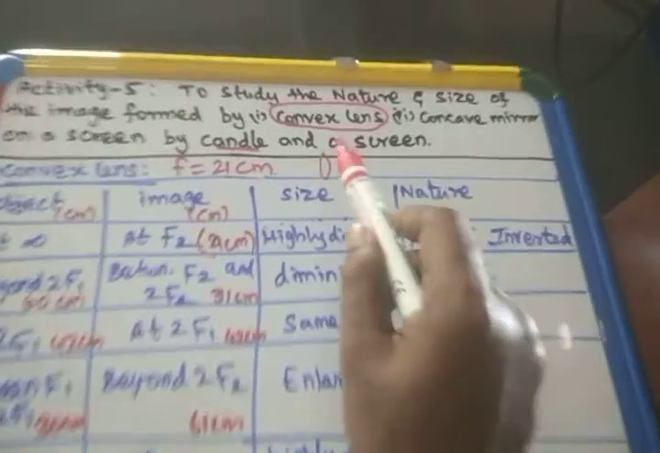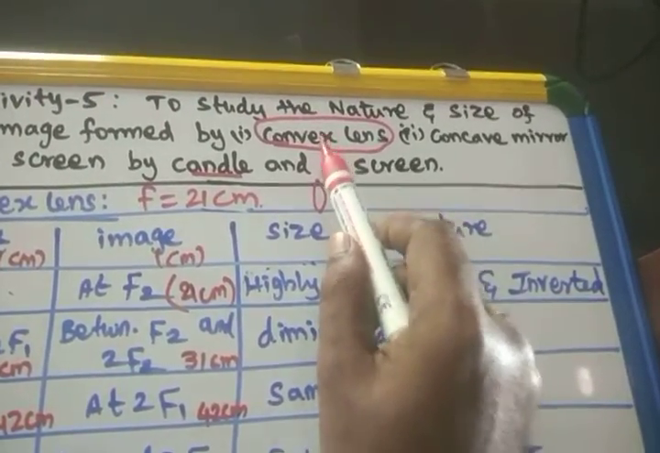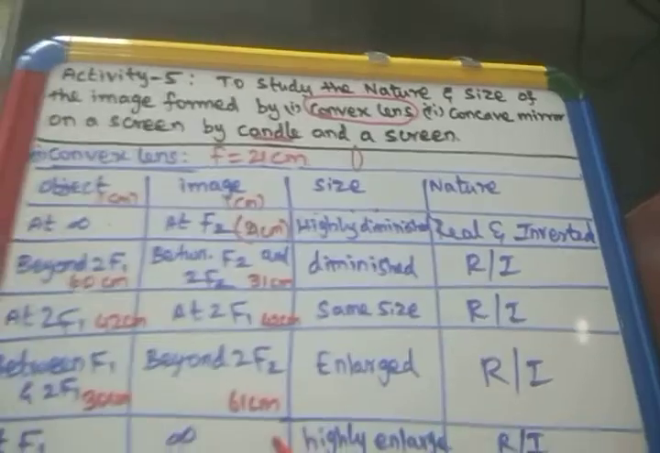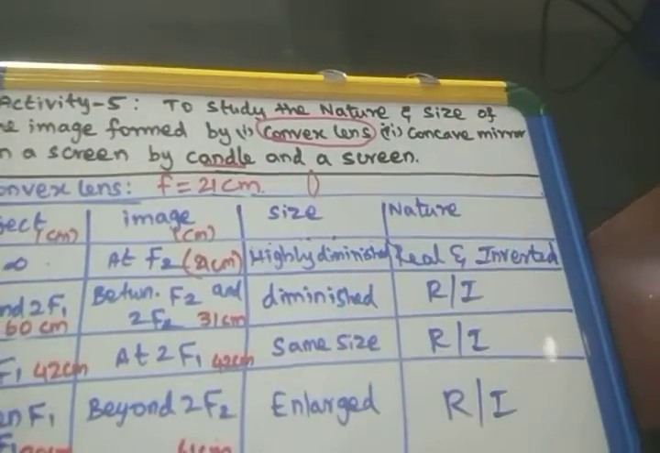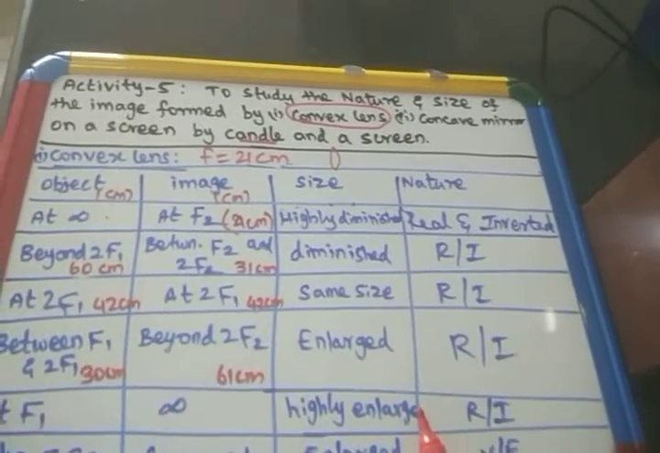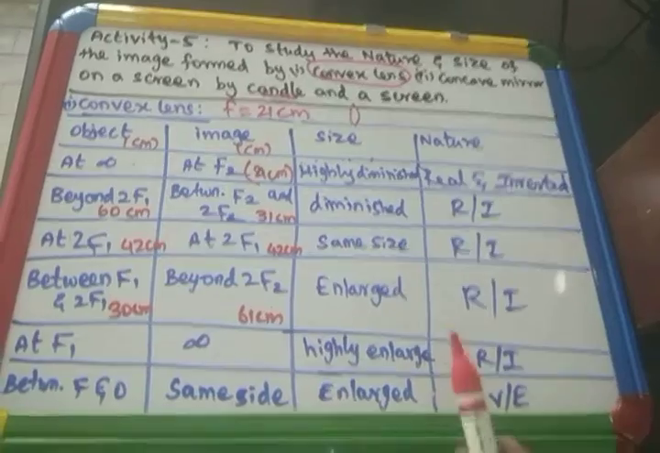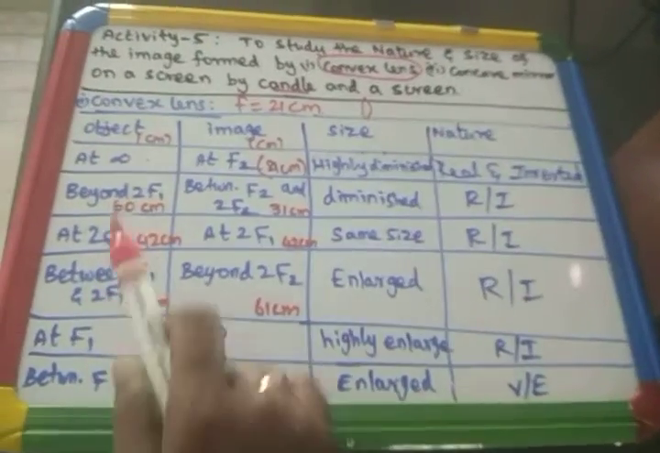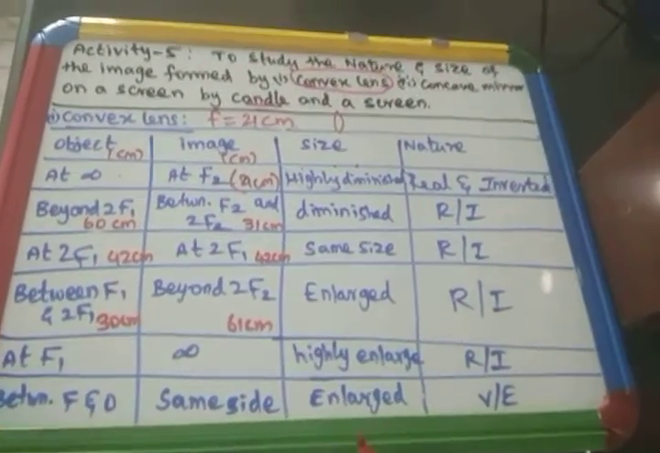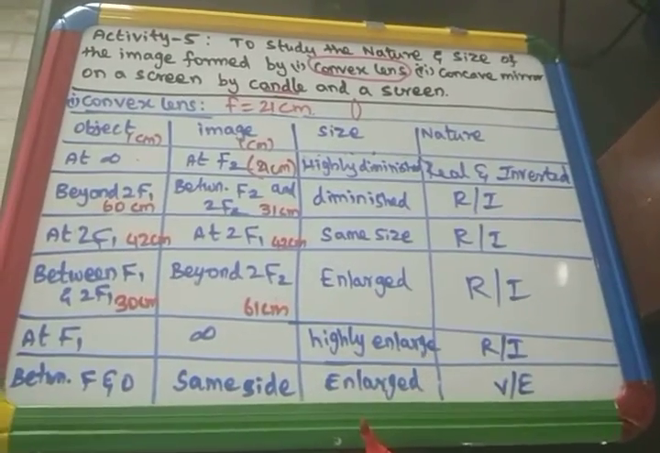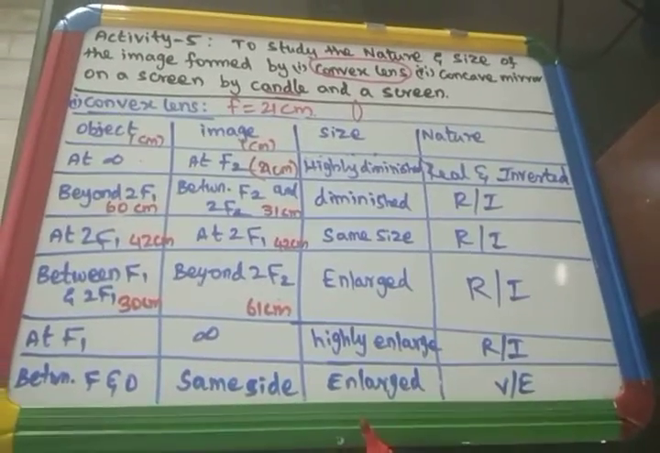So only one part is completed. The convex lens is completed. Now, in the next part, we are going to study in detail about the concave mirror, the nature and size of the image formed by the concave mirror. So dear students, first memorize this tabular column, then you have to do the activity very clearly. The viva questions will be asked.